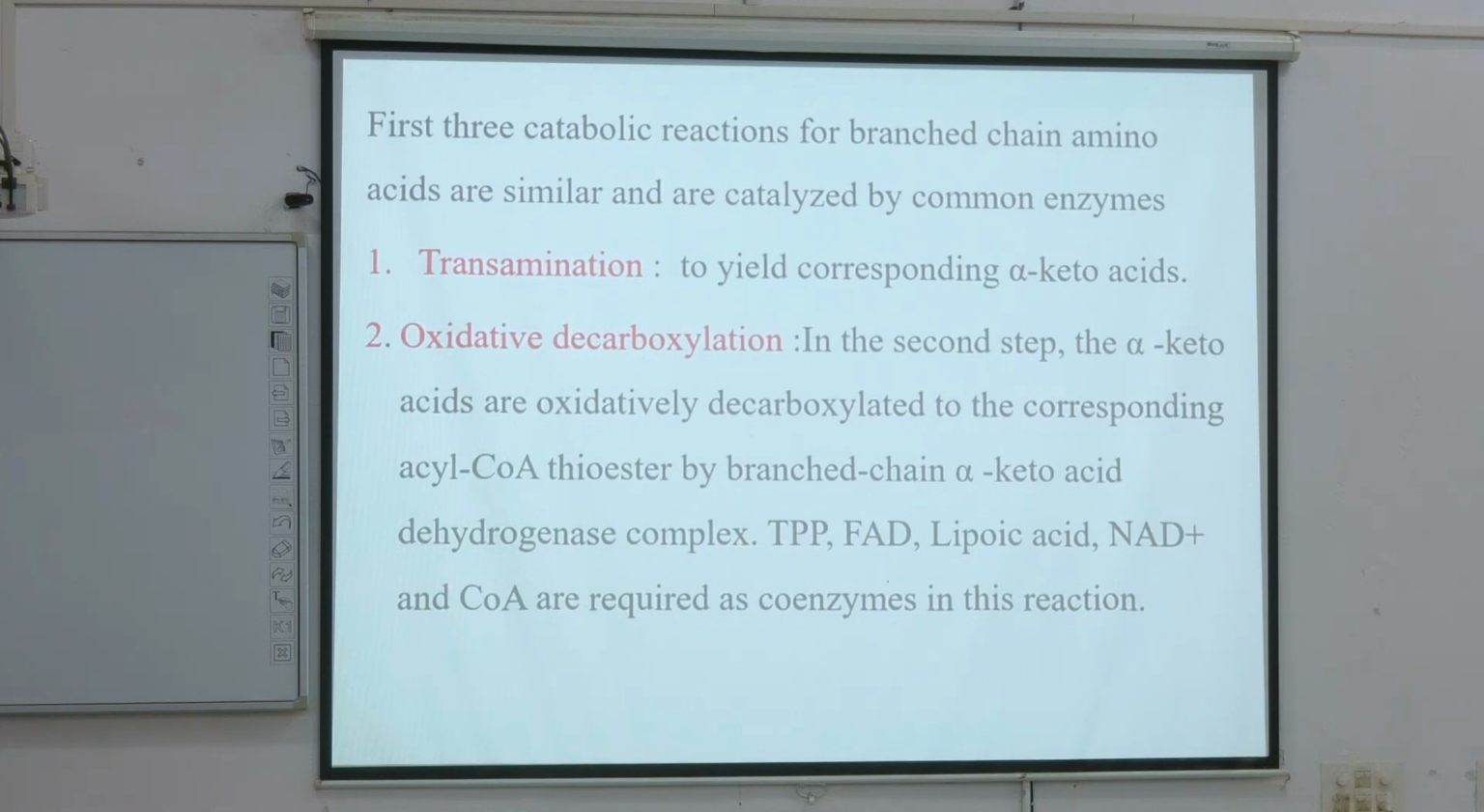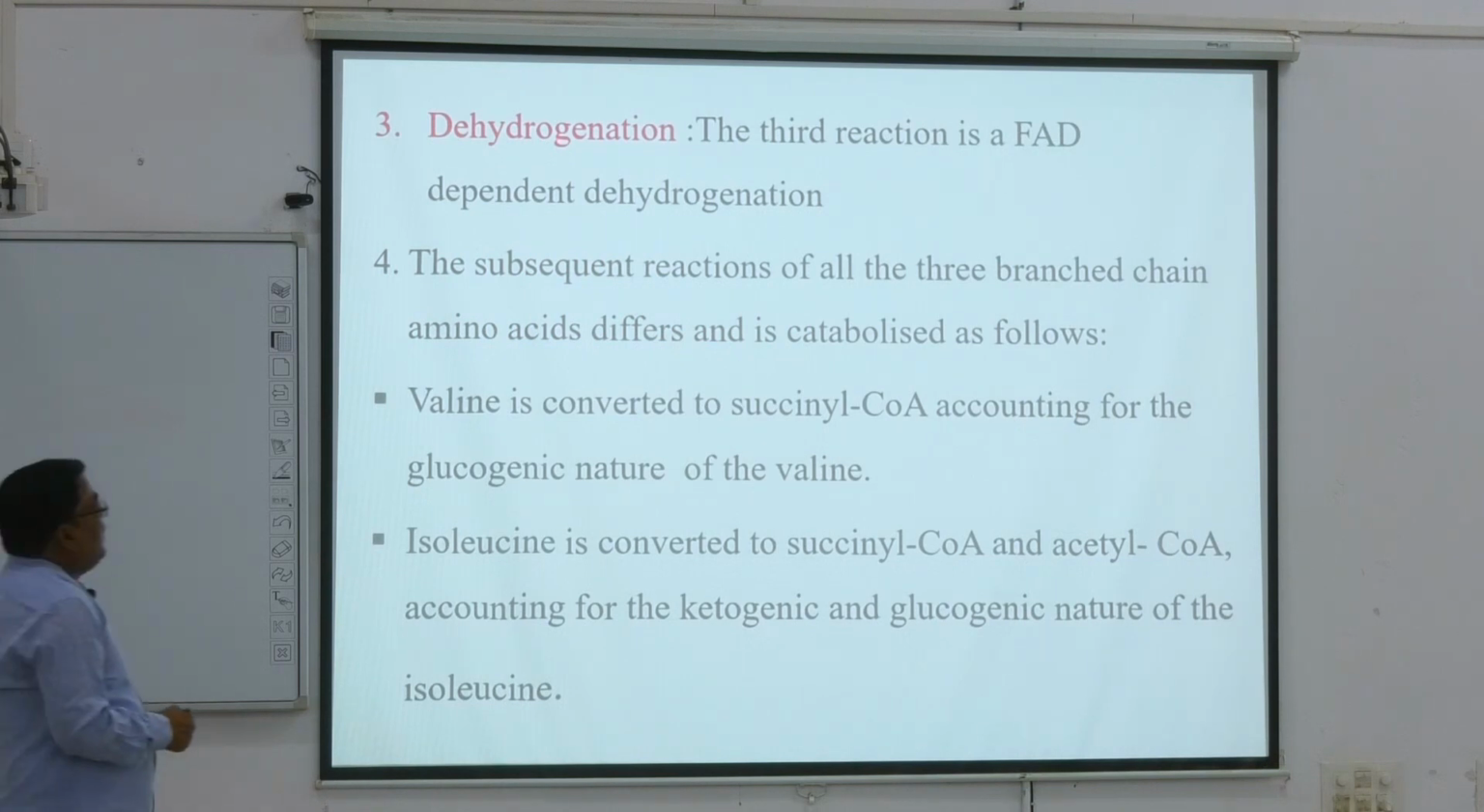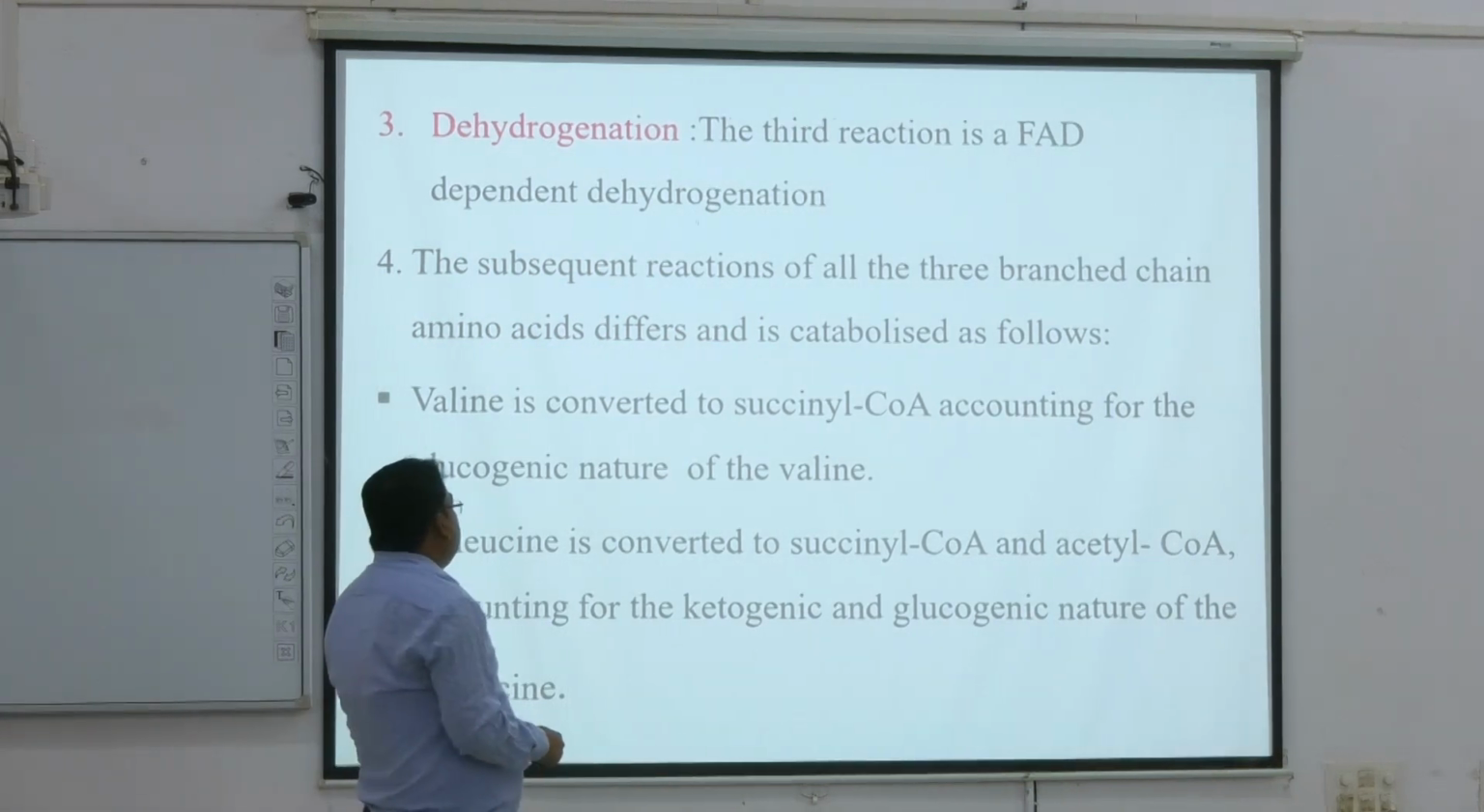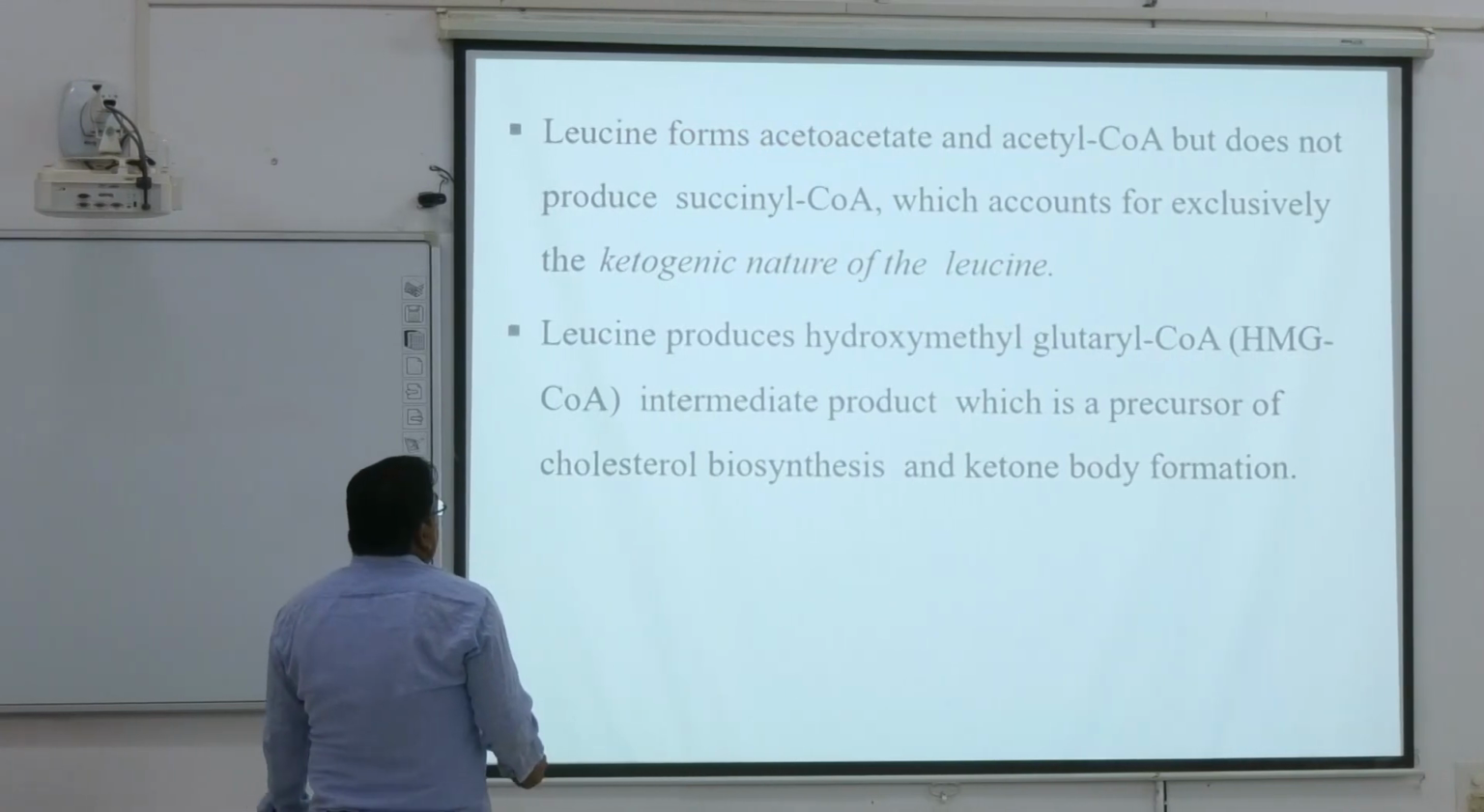So all the dehydrogenase complex enzymes depend on which coenzymes? Thiamine pyrophosphate, FAD, flavin adenine dinucleotide, and lipoic acid. Now the third one is dehydrogenation. Okay, let me see the reactions.